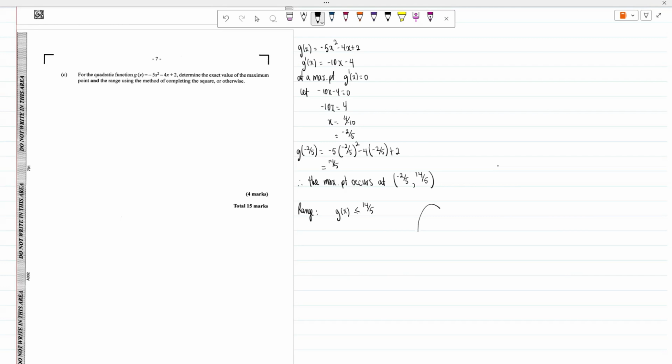Again, I'll draw the graph. This is the point negative 2/5, 14/5. This straight line represents 14/5. And the graph exists everywhere below, inclusive of 14/5. Yeah? All comfortable with that? Lovely.